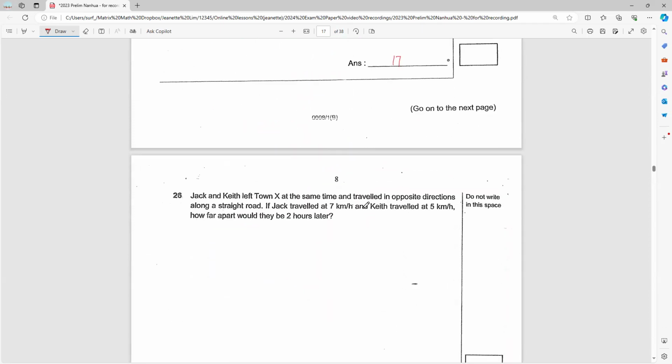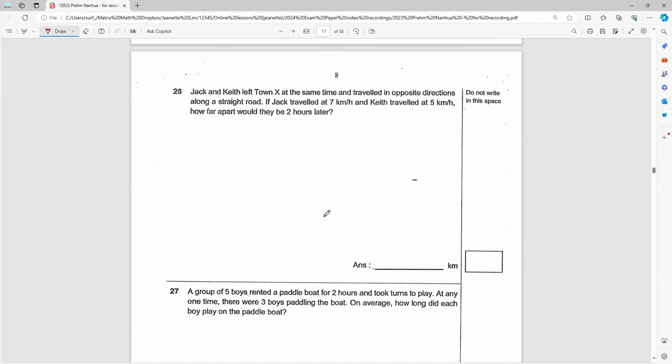Okay, question 26. Jack and Keith left town X at the same time, traveling in opposite directions along a straight road. If Jack traveled 7 km per hour and Keith traveled 5 km per hour, how far apart would they be after 2 hours? Okay, so let's say this is town X. Opposite directions. So let's say Jack goes to the left at 7 km per hour, and Keith goes to the right at 5 km per hour. So 2 hours later, where will they be?